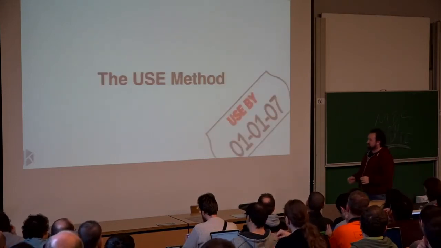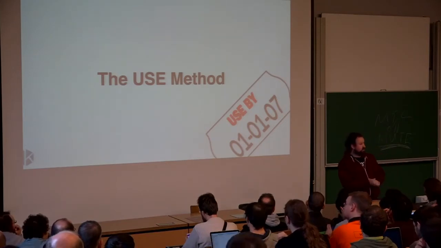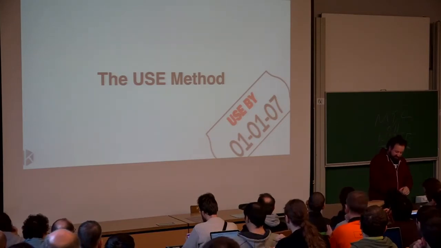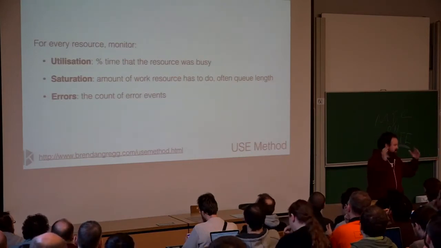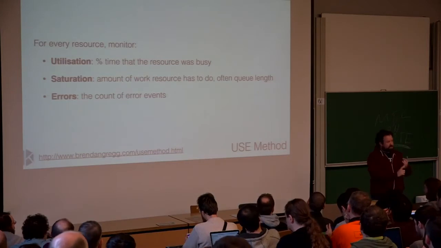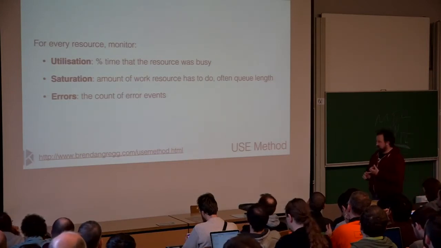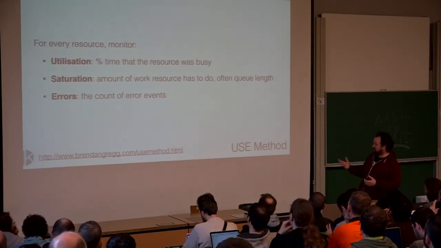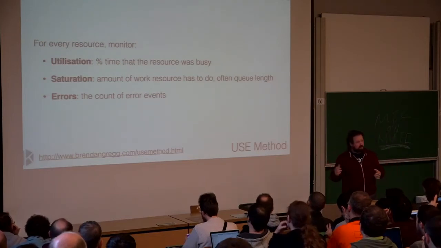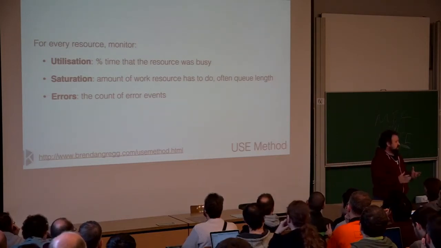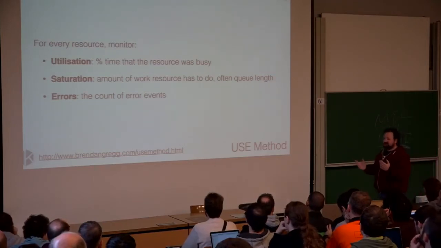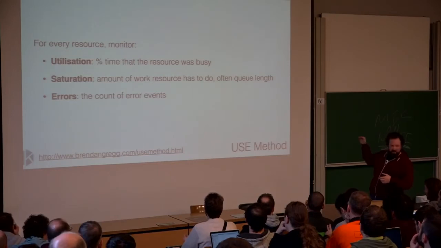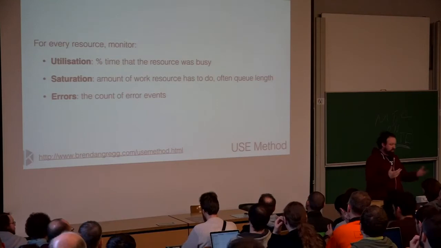The USE method is something that a chap called Brendan Gregg invented. It basically specifies that for every resource in your cluster, in your application, you should measure the utilization, the saturation, and the error rate. It gives some basic definitions of these things. Utilization means, for what percentage of time was this thing busy? Saturation means, how much work does this thing have to do? This is kind of poorly defined, as you'll see later. And error rate means, how many errors are happening, maybe per second.